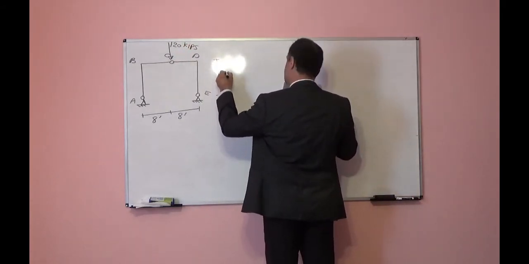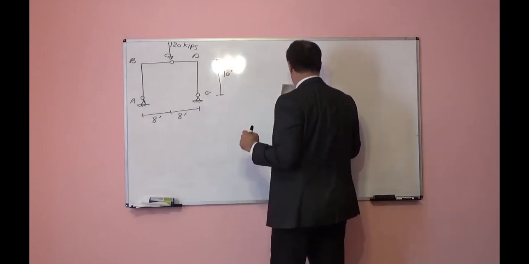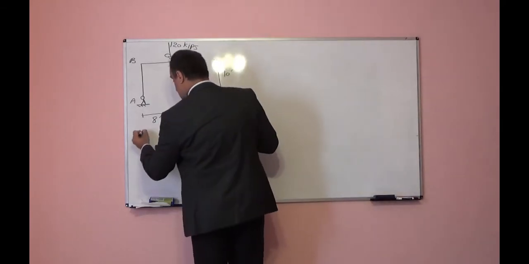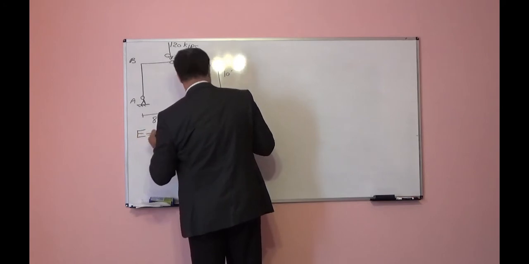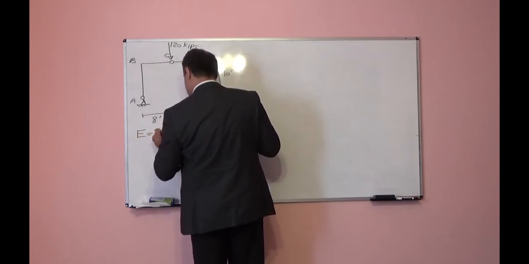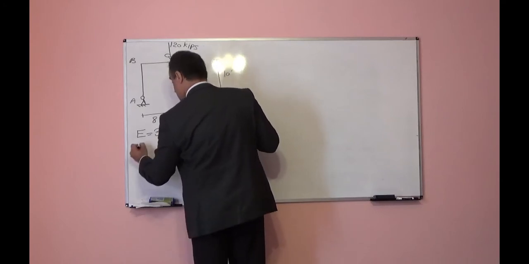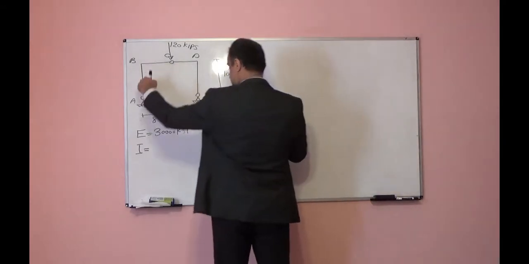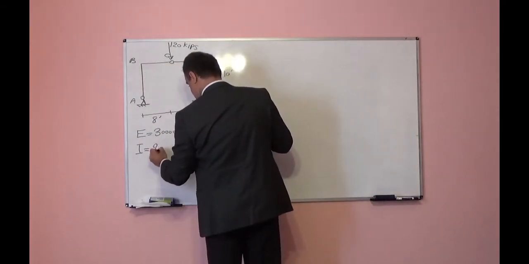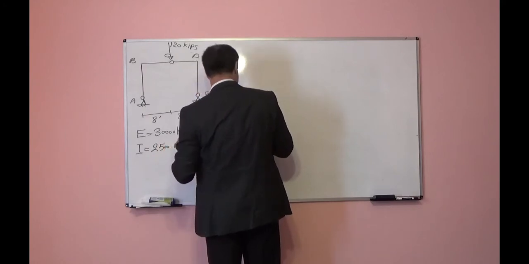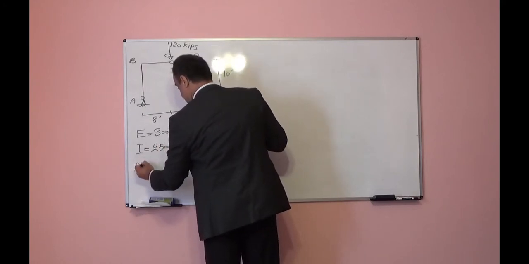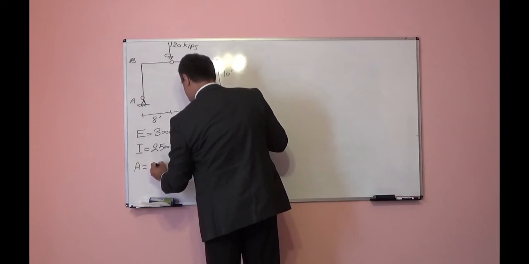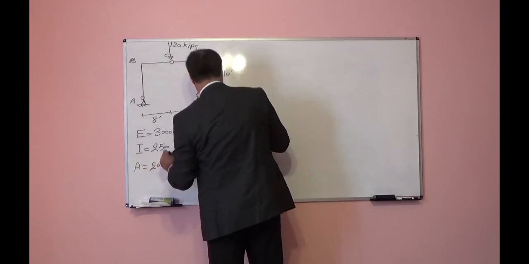This length is 10 feet. Young's modulus for the material is 30,000 ksi. Moment of inertia for all these sections is 2,500 inch to the power of 4. And cross-sectional area A is 20 inch squared.